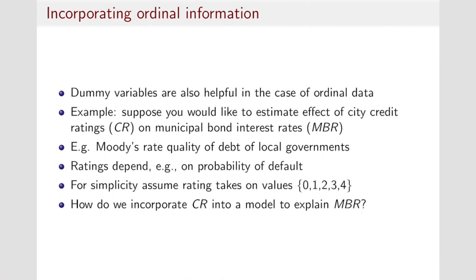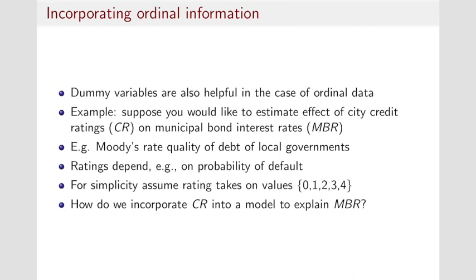Dummy variables are also helpful in the case of ordinal data. Suppose we would like to estimate the effect of the city credit ratings on the municipal bond interest rate. There are several financial companies, such as Moody's Investors Service or Standard & Poor's, that rate the quality of debt for local governments, where the ratings depend on things like the probability of default. For simplicity, suppose that the rankings range from 0 to 4. The 0 means the city has the worst credit rating, and 4 is the best.